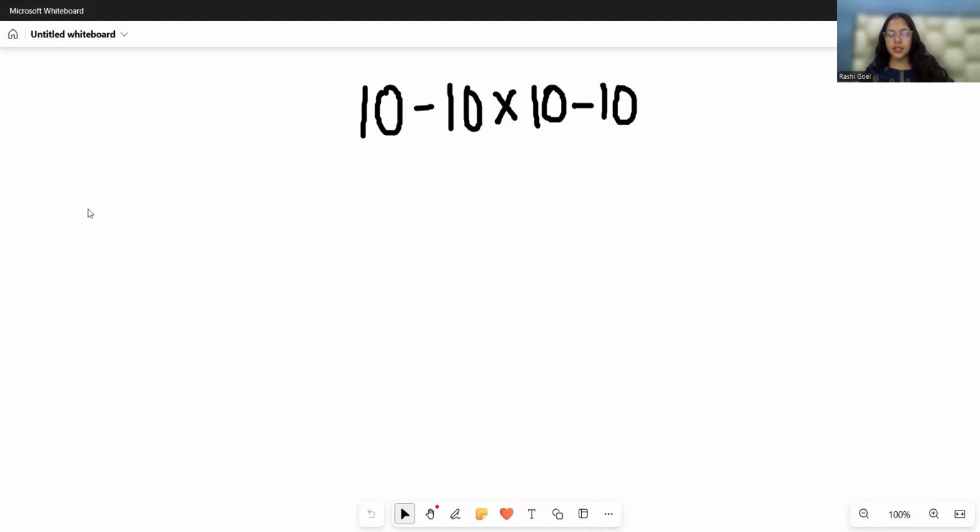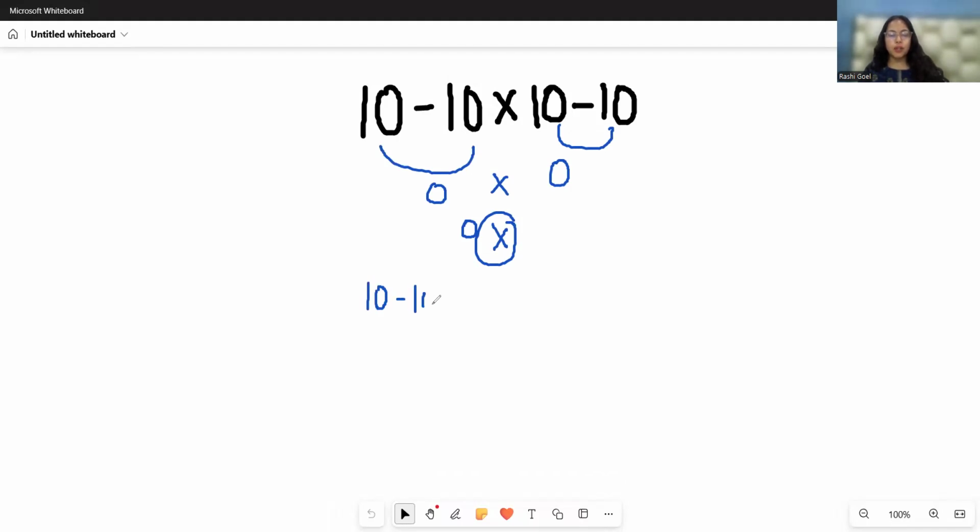So most people get this math question wrong. Why? Because they solve it as 10 minus 10 is 0, 10 minus 10 is 0, and 0 times 0 is 0, which is the incorrect answer and incorrect approach. Yes, you had it right.